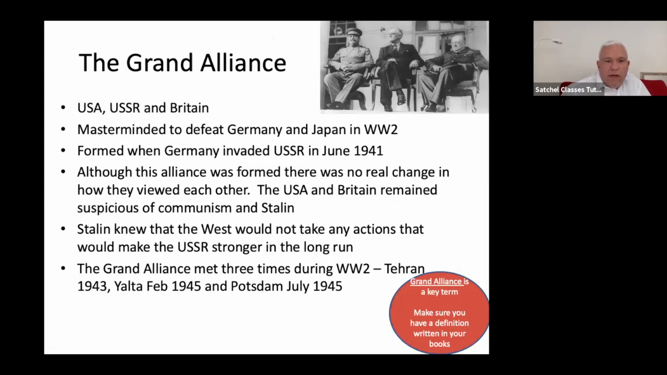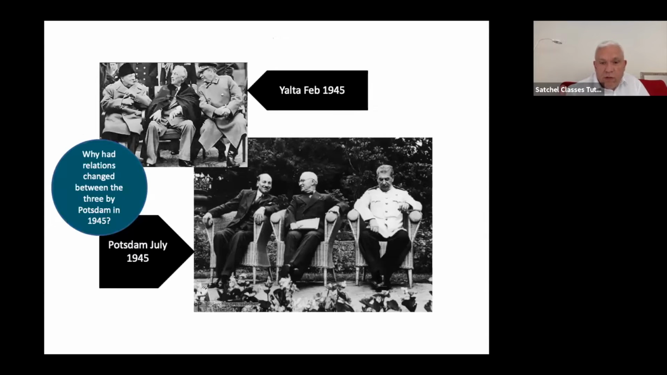They masterminded, obviously, they all got together to defeat Germany and Japan. Formerly Germany invaded the USSR, okay. USA and Britain remained suspicious of Stalin, just to kind of recap, and then they met towards the end of the war together. Now, some of the people changed. So one of the first conferences, as you can see, those three people at the top, Stalin, Roosevelt and Churchill.